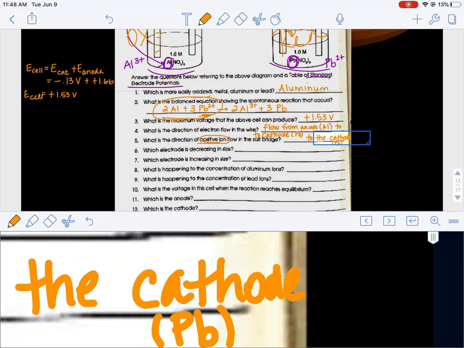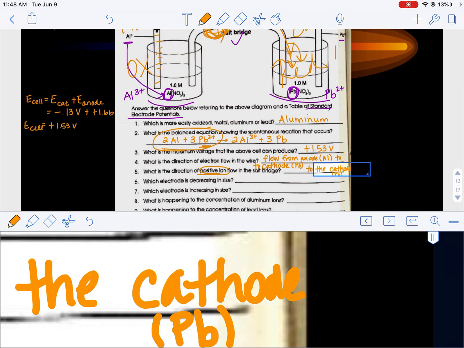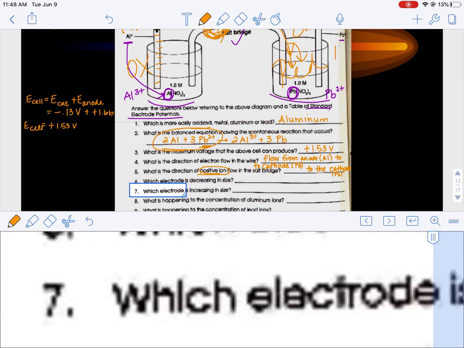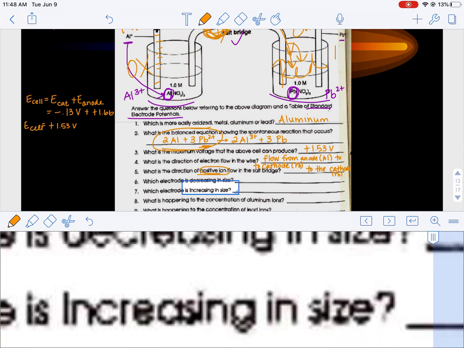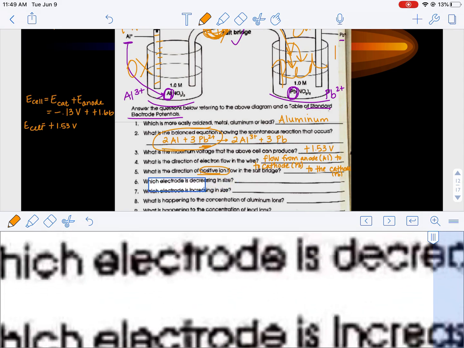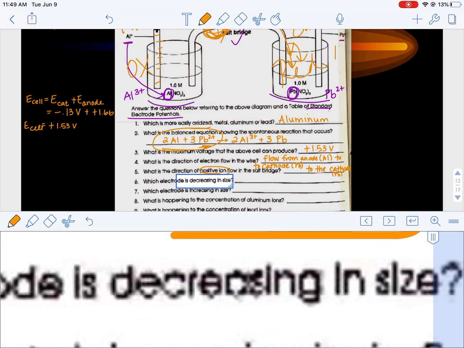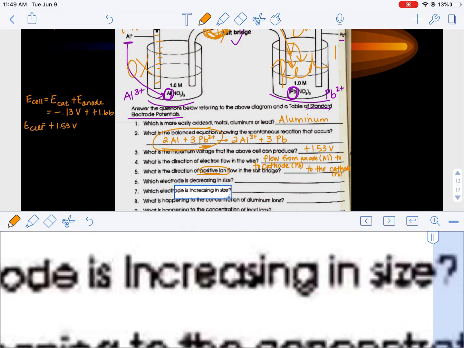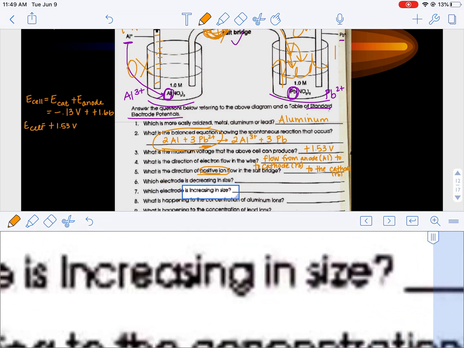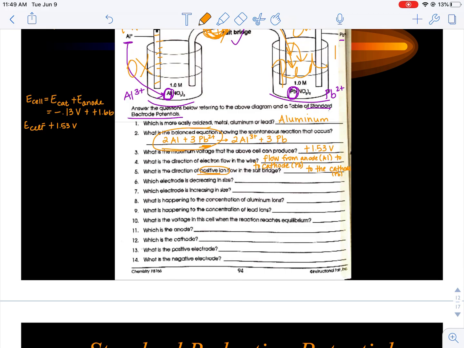Which is the lead? Which electrode is decreasing in size versus number 7, which electrode is increasing in size? Electrode is our vocabulary word for the metal bar. So one of our metal bars is getting smaller and the other metal bar is getting bigger.